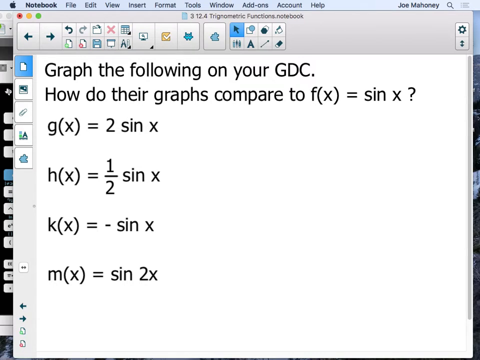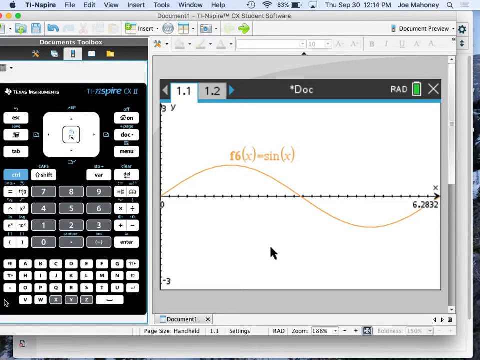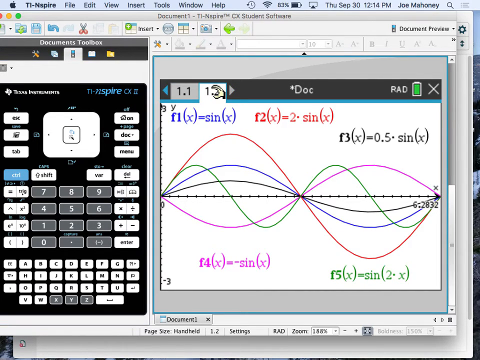Okay, welcome back. So I put that on here, and look at all the different graphs that we have. Holy cow, it's a beautiful picture. Let's go through one at a time though. Let's compare the blue graph, which is the sine graph, to function g, which was 2 sine x. Can you tell now that the height of the graph, instead of going between -1 and 1, the range is from -2 to 2? And likewise, the black graph, when the number in front was 1/2, it only goes up to 1/2 and down to -1/2. The range is from -1/2 to +1/2.